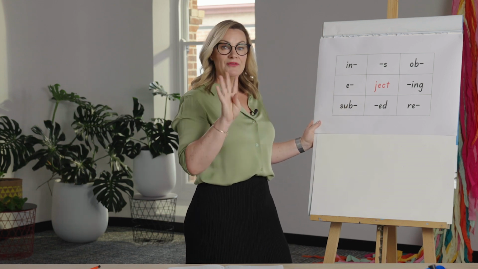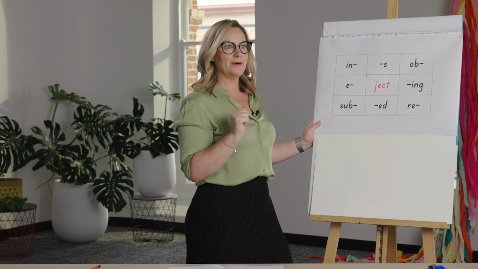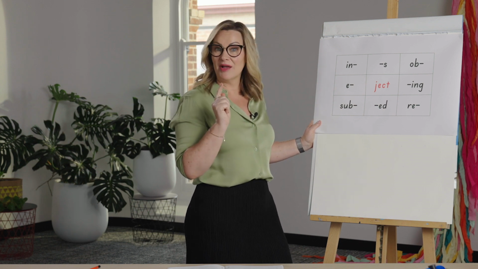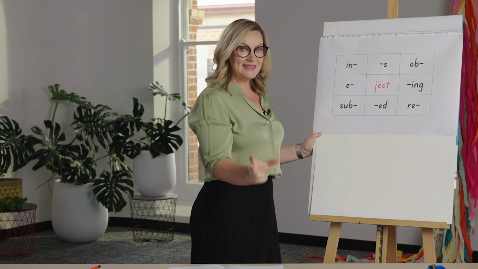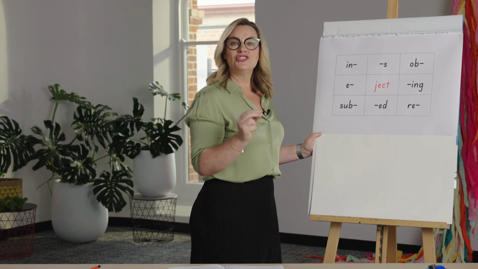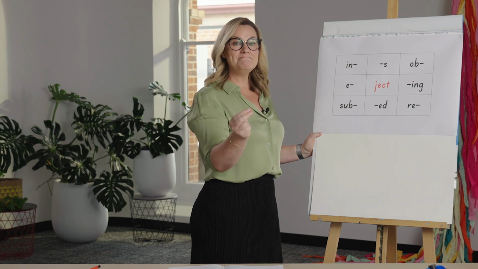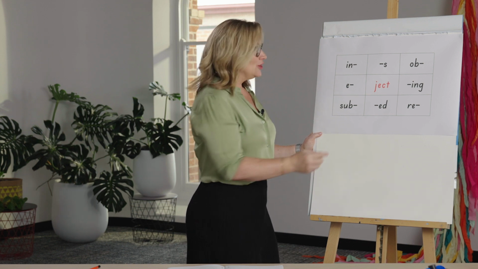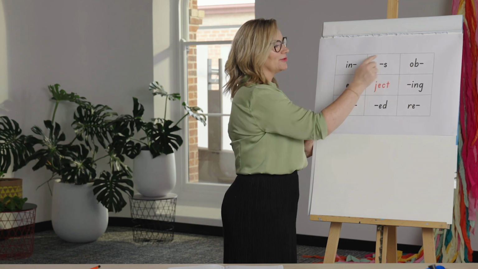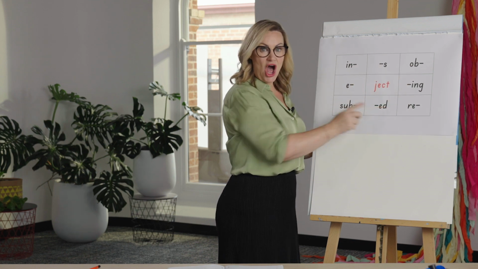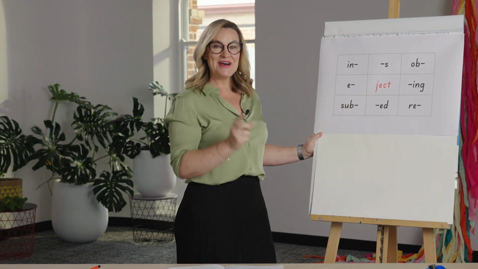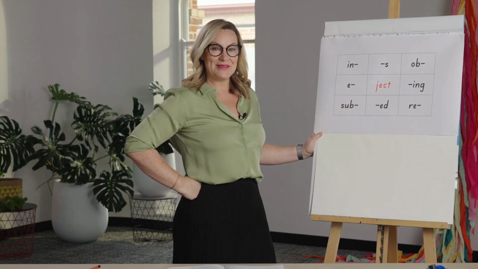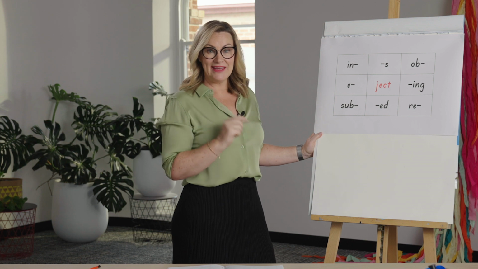You might choose a timer for 4 minutes. You might want to really challenge yourself and set a timer for 2 minutes. Set a timer, get your pencil and paper ready, and try and build as many words as you can using all of these prefixes and suffixes around the root ject. I wonder how many words you can come up with. You got your pencil and paper and your timer ready? Okay, go.